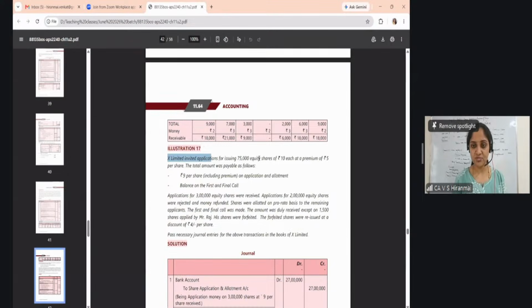invited applications for issuing 75,000 equity shares of rupees 10 each at a premium of 5 rupees. So the 10 rupees share becomes 15 rupees. Amount was payable 9 rupees per share, including premium. Here you see, the premium is included with the application, which is application and allotment. And the balance is on first call and final call.